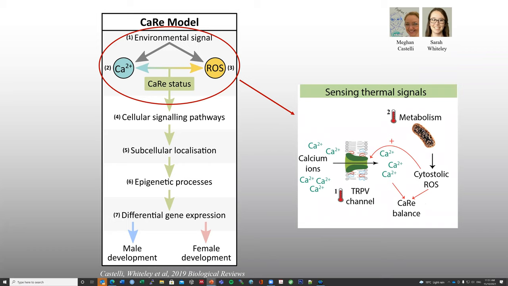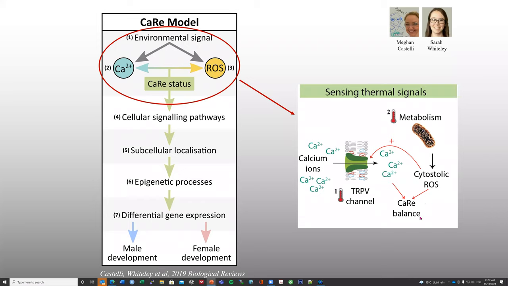Basically, if you have a look at the epigenetic processes that determine sex and you find some particular mechanism, you then have to ask, well, what's regulating that mechanism? And then what's regulating that mechanism? And eventually you end up at the very top of that thinking at a biochemical process that's occurring within the cell that's capturing the environmental signal. And so basically the proposition is that it's calcium and reactive oxygen species that are in balance that capture the thermal signal.